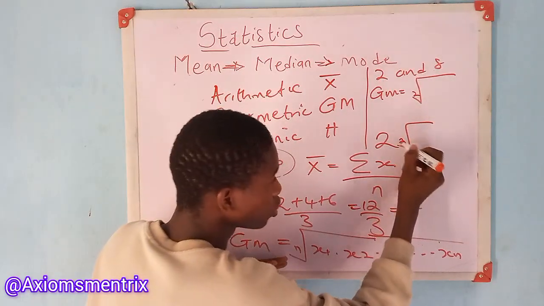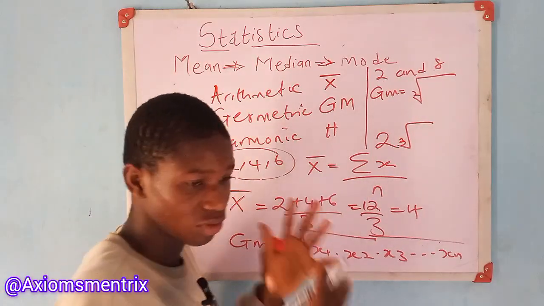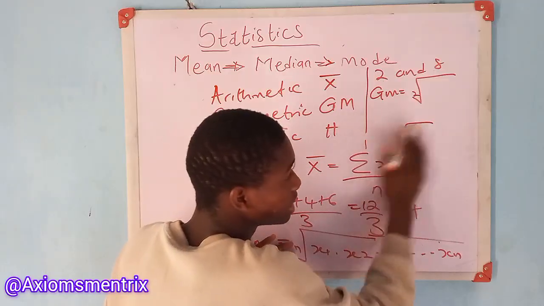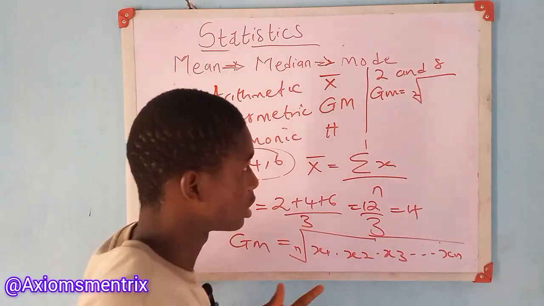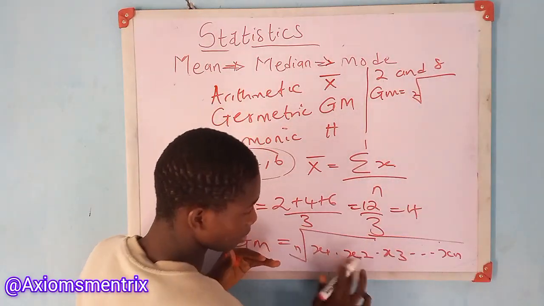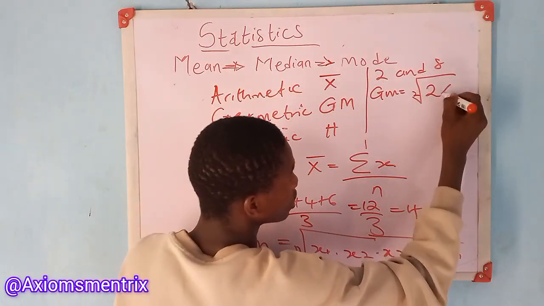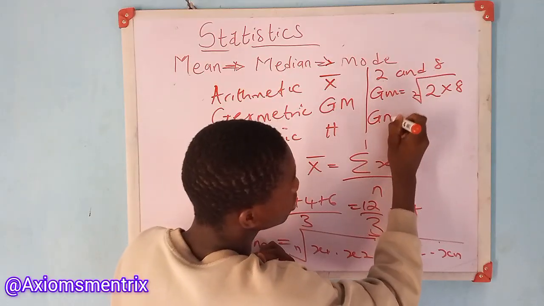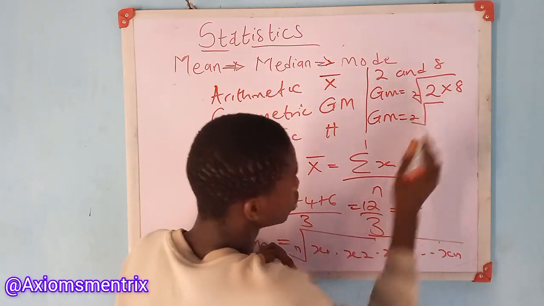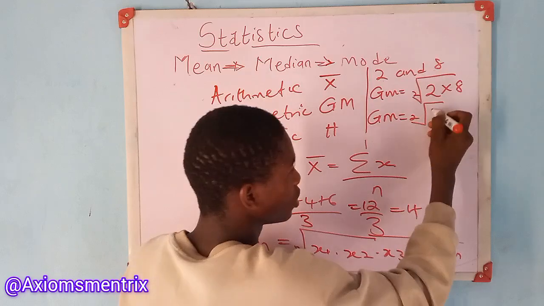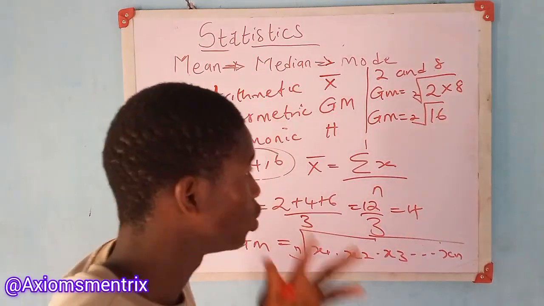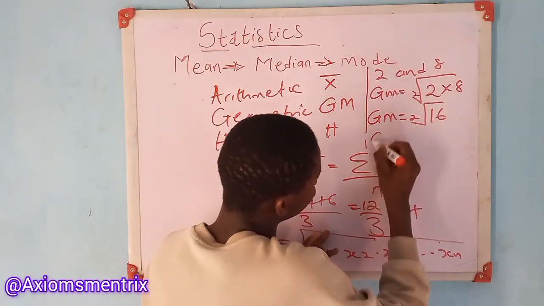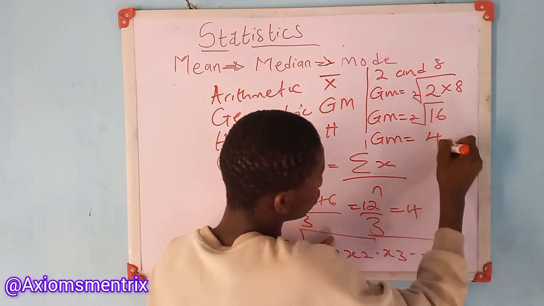If it's 3, it means cube root. If it's 4, it means 4th root, 5th root, and so on and so forth. That's just what it means. Now what are we doing here? We are multiplying the data, so we have 2 multiplied by 8. Simple, right? So my geometric mean is equal to the square root of 2 times 8, which is 16. The square root of 16 is the number that you multiply by itself to give 16, and that number is 4. So the geometric mean gives us 4.